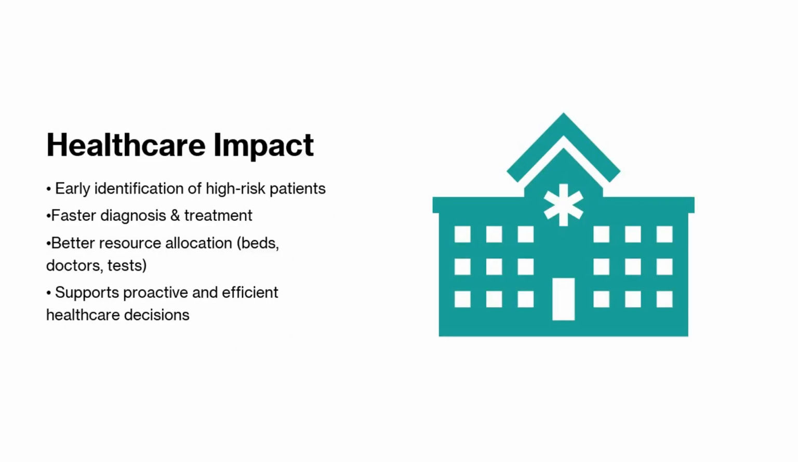In real-world healthcare, predictive models like these can provide significant value. By predicting test results, hospitals can identify high-risk patients early and prioritize them for immediate care. This enables faster diagnosis and timely treatment, which can improve patients' outcomes and reduce complications. Additionally, this prediction can help hospitals allocate resources more efficiently, such as managing hospital beds, assigning doctors, and scheduling tests. Overall, using machine learning in healthcare supports more proactive, data-driven decision-making and improves both efficiency and quality of care.